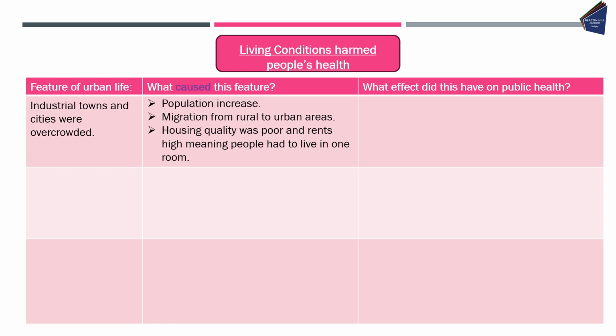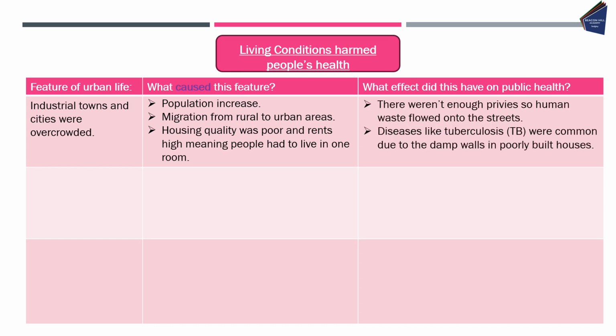In terms of the effect this had on public health, there weren't enough privies, which remember is a toilet without a flushing system. So human waste was simply flowing out onto the streets, and there wasn't the infrastructure to deal with this. And diseases like tuberculosis or TB were common due to the damp walls in poorly built houses. By 1842, 57% of children born in the working class districts of Manchester were dying before the age of 5 as a result of conditions such as this. So we know that this had a huge negative effect on people's health.